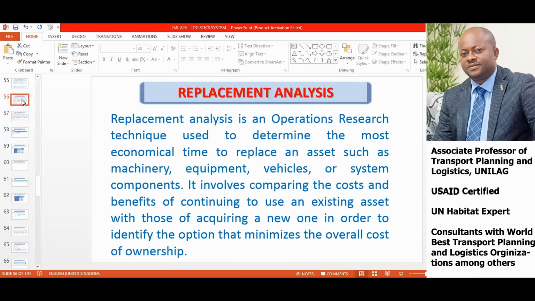Now, we are discussing replacement analysis, and the essence of this replacement analysis is to help us compare the cost and benefit of continuing to use an asset that we have at hand. We compare it to those of acquiring a new one. That means what we have in existence versus a new one. And the reason why we are doing that is to identify the option that best minimizes the overall cost of ownership. That's the first thing I want you to do on replacement analysis.